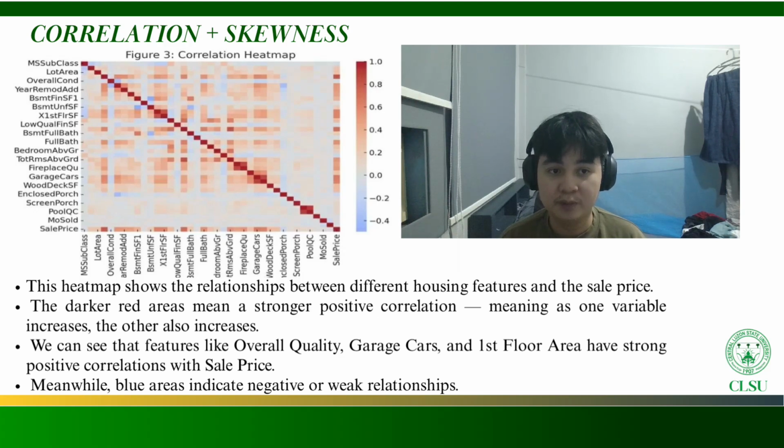From the chart, we can observe that overall quality, garage cars, and first floor area have strong positive correlations with sale price. This means that homes with better overall quality, more garage space, and larger first floor areas tend to sell for higher prices. Overall, this correlation heat map helps identify which housing features most significantly affect property values.